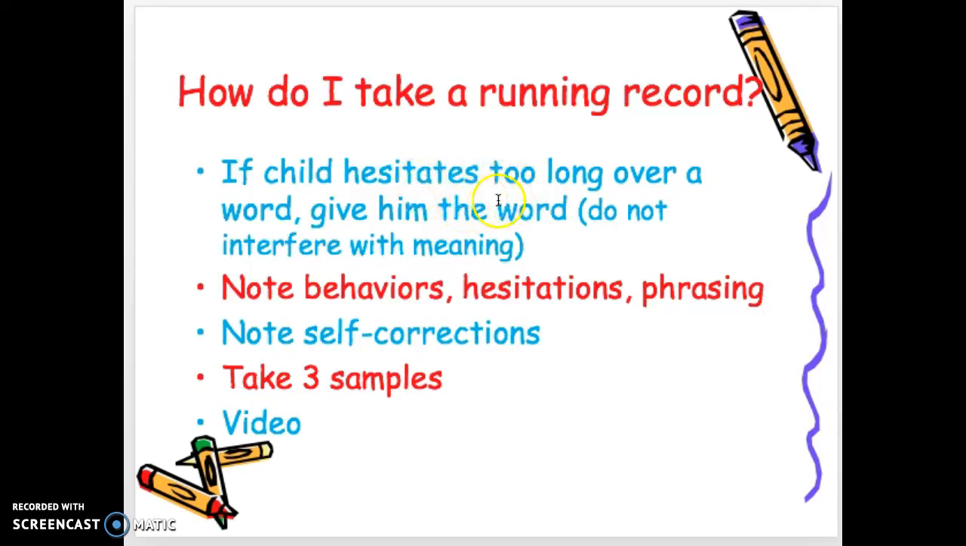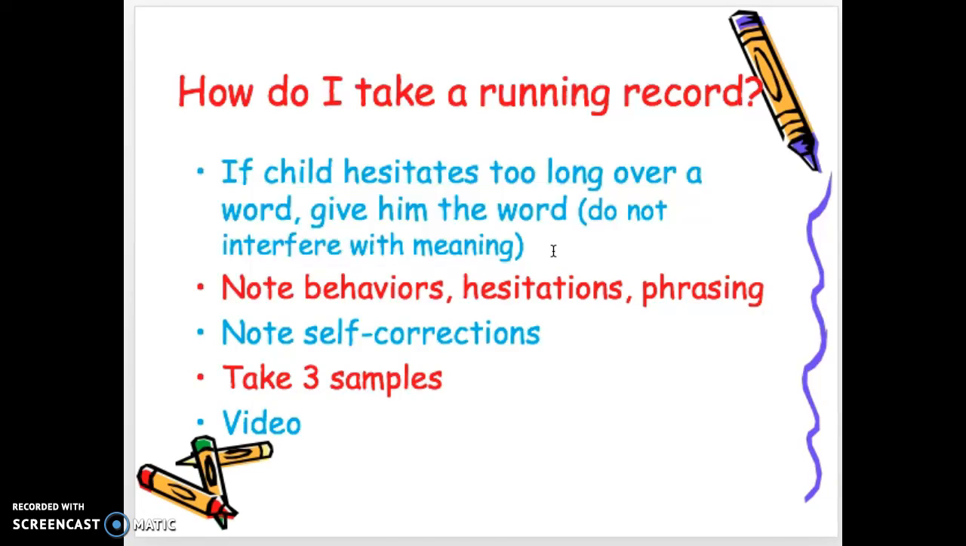As I said, if the child hesitates too long or has difficulty with a word, you can give him the word. The main thing is you don't want to interfere with the meaning. You also will be making note of behaviors, hesitations, phrasing, and self-corrections. When you do a formal running record, you should take 3 samples, perhaps from the beginning, middle, and end of the book.